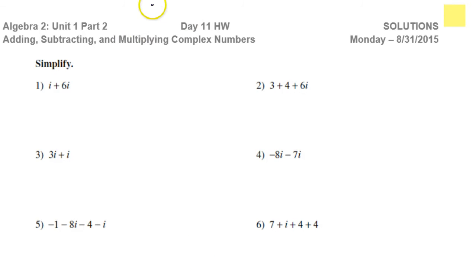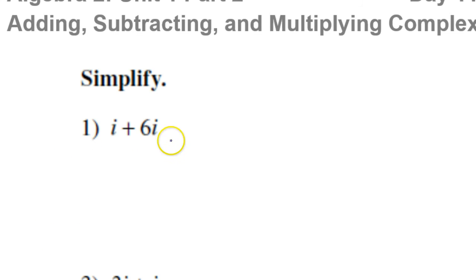In this lesson, we're going to be doing some complex numbers operations. We're going to add, subtract, and multiply various expressions. All right, on number one, we have like terms. This is like 1i plus 6i. That is going to be 7i.